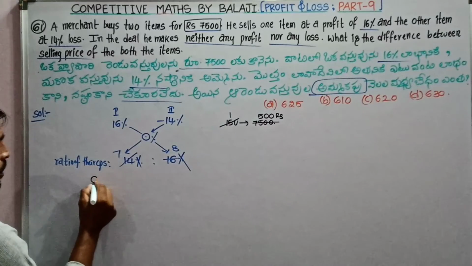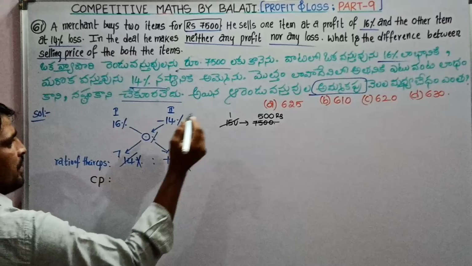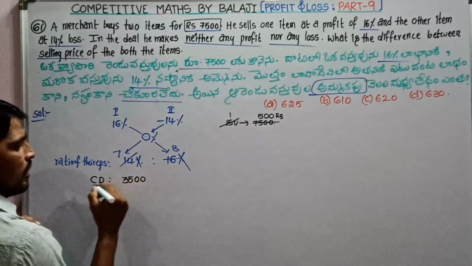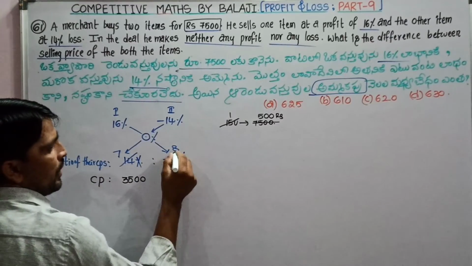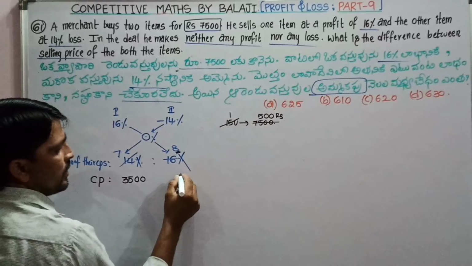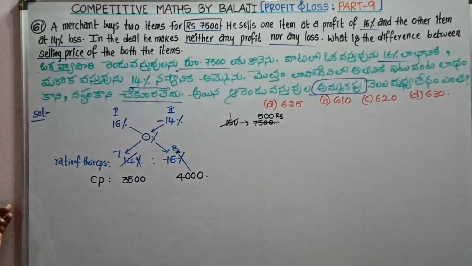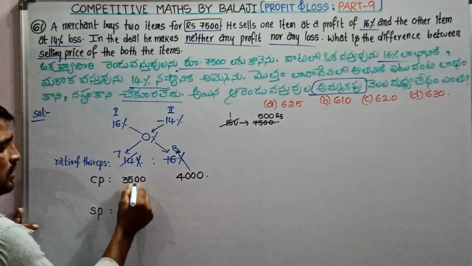Then CP of the articles. First article CP is 7 units. So 7 units value is 3500. And CP of second article is 8 units. 8 into 500, that is 4000 rupees. But we have to find the difference between their SPs. So consider their SPs.